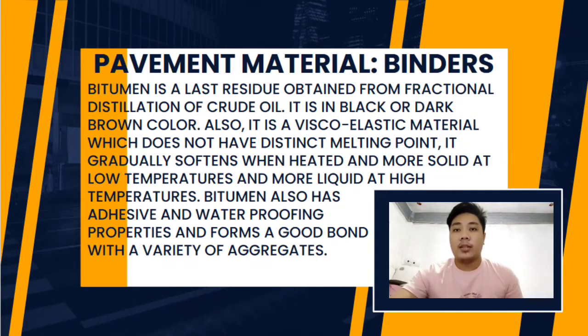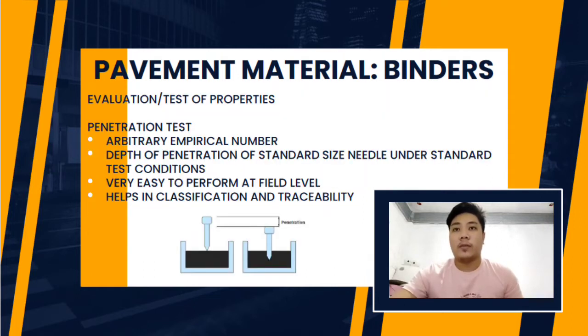Bitumen is a last residue obtained from fractional distillation of crude oil. It is in black or dark brown color. Also, it is a viscoelastic material which does not have distinct melting point. It gradually softens when heated and more solid at low temperature, and more liquid at high temperatures. Bitumen also has adhesive and waterproofing properties and forms a good bond with a variety of aggregates. Evaluation or test of properties.